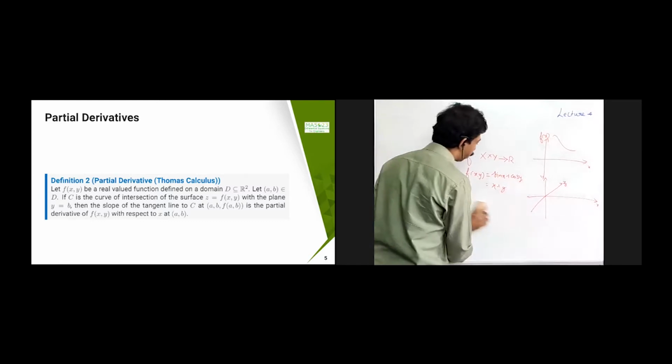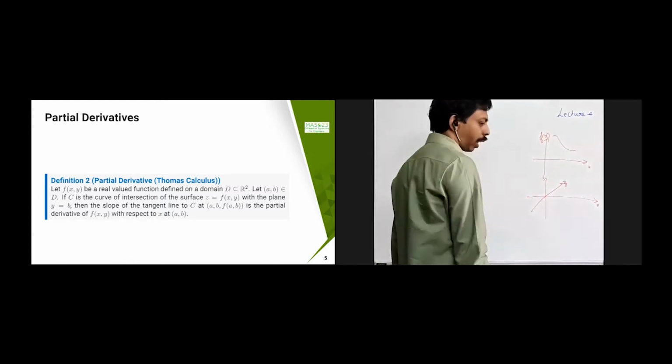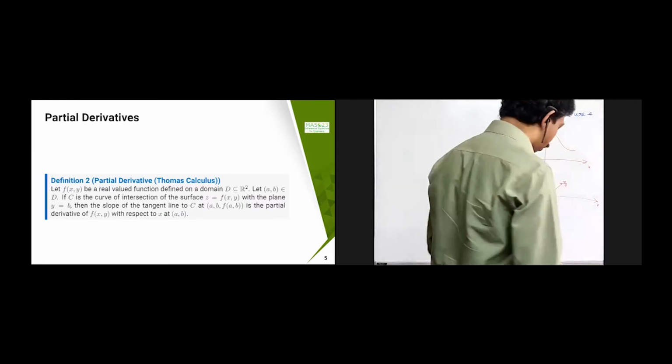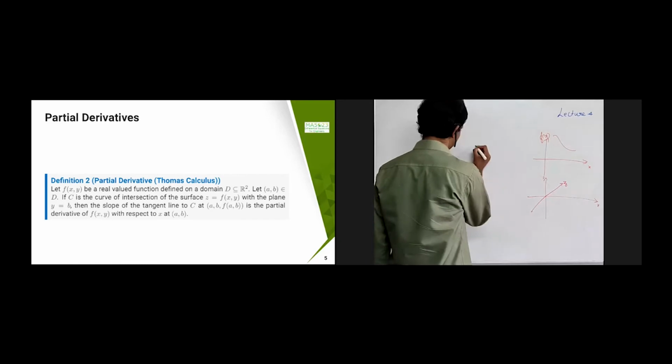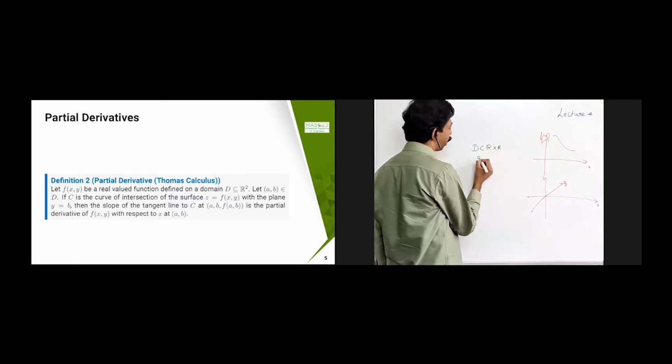Now we are going to define how to get the limit for the partial derivative. Partial derivative we need to define. For that, suppose (a, b) is given. Suppose D is some domain, a subset of R cross R. I take a point (a, b) in D.